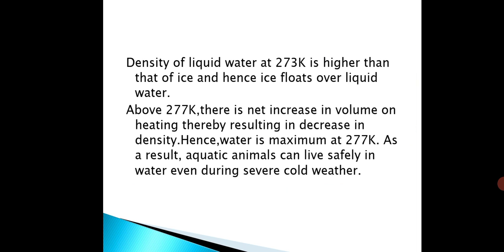Now the density of liquid water at 273 Kelvin is higher than that of ice, and hence ice floats over liquid water. The density of liquid water is more and that of ice is less, because of anomalous expansion, that is, the volume increases when water changes to form ice, and hence the density of ice is less. Therefore, above 277 Kelvin there is a net increase in volume on heating, resulting in a decrease in density. Hence the density of water is maximum at 277 Kelvin.